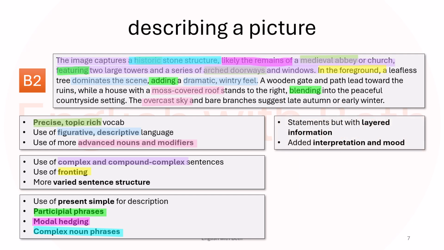The sentences are still statements, but with layered information, and there is added interpretation and mood. We've said that the overcast sky and bare branches suggest late autumn or early winter. So those things mean that this writing is B2 level.